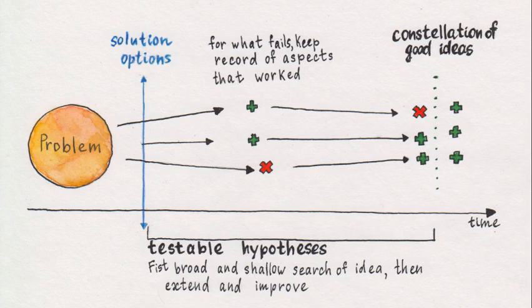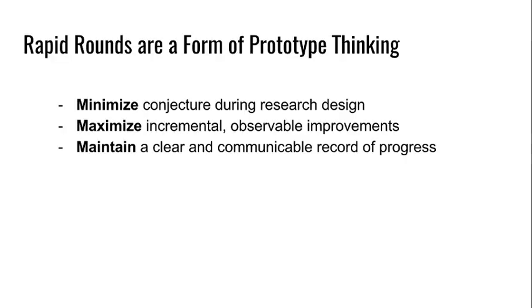And you can do that iteratively by having small, testable hypotheses that you'll slowly develop into a constellation of good ideas. The whole goal here is to be able to work over this domain of possible solutions and testable hypotheses as quickly as possible. And you want to spend as little time thinking instead of doing as possible. So how do you do that? Well, first, let me go through this slide.